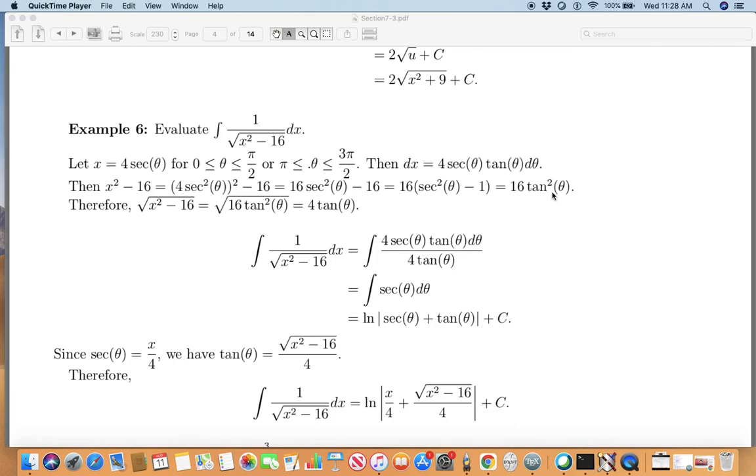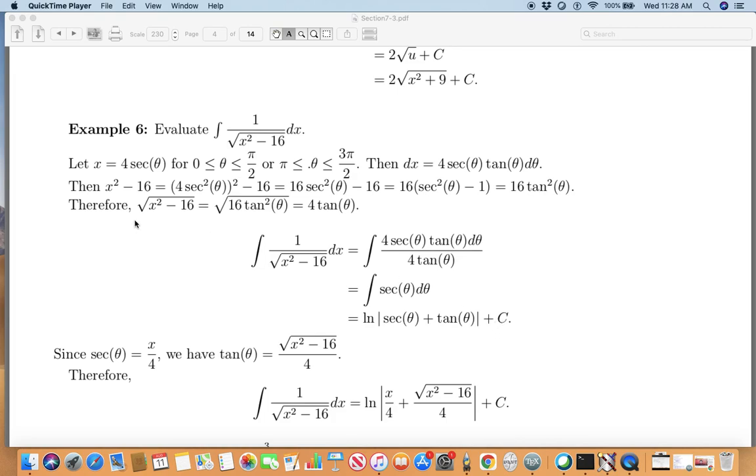So now you have square root. x squared minus 16 is square root of 16 tan squared. So that is 4 tan. So this expression in the denominator is nothing but 4 tan. Whereas dx is 4 secant tan theta. So when I take the integral of all this, I get in the numerator, because of dx, 4 secant tan theta d theta. Denominator is that expression, 4 tan theta. That cancels the 4 and tan theta, you are left with secant theta. The integral of secant is natural log, absolute value, secant plus tan theta.